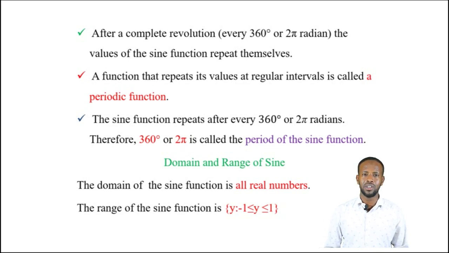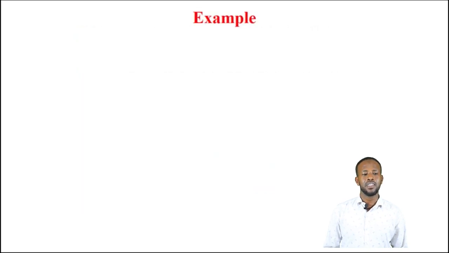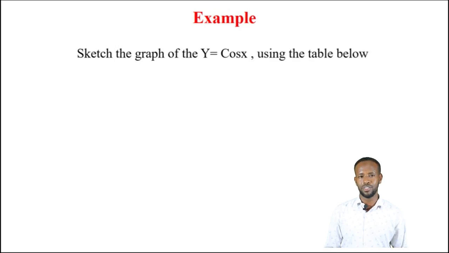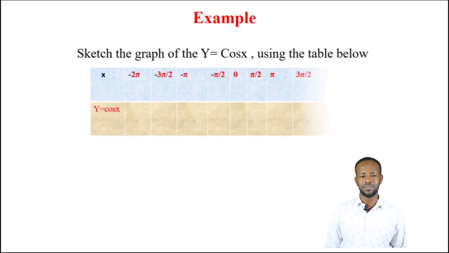That is all for the sine function. Can you highlight the properties of the cosine function graph? We will do it together as an example. The example says: sketch the graph of y equals cos x using the table below. We will use the table. Now this is the table for y equals cos x.